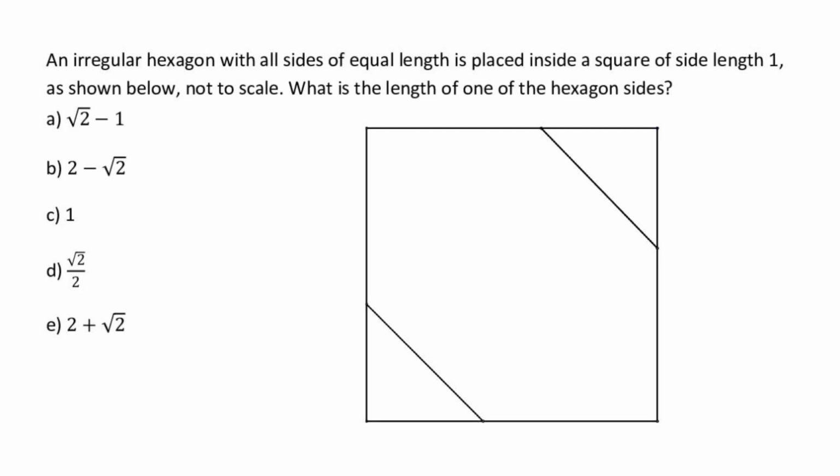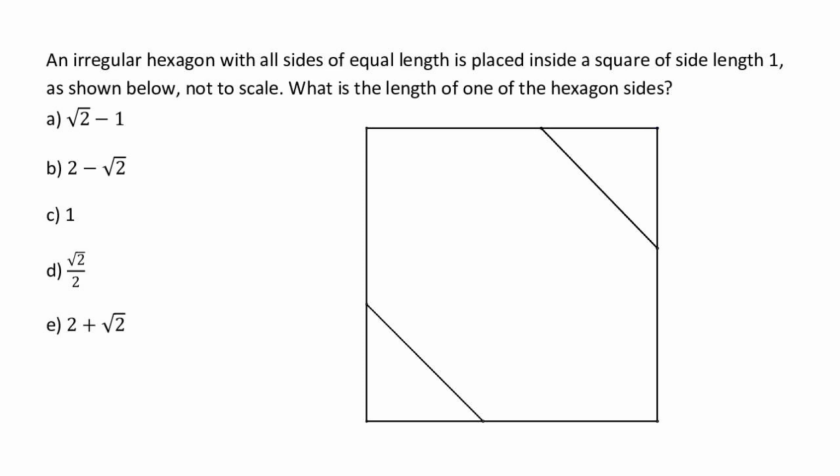This problem was an admissions test for University of Oxford. In this video, I will show you how to solve it. So the problem is: an irregular hexagon with all sides of equal length is placed inside a square of side length 1, as shown below, not to scale. What is the length of one of the hexagon sides?